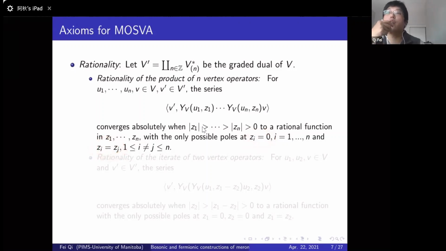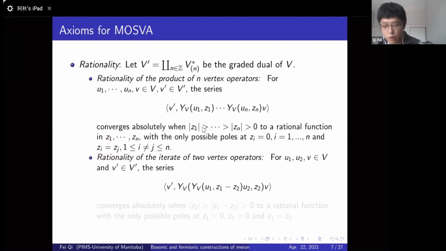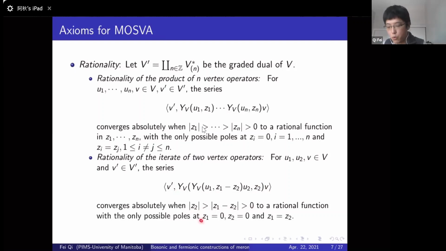So that's the rationality of products of n vertex operators. So this is the product. Once we assume the rationality of the product of n vertex operators, when we come to the iterate, it turns out that for the iterate, we only need to assume it for two vertex operators. So then basically the matrix coefficient for the iterate will converge in this familiar region and to a rational function with the familiar poles. So that's the requirement of rationality.